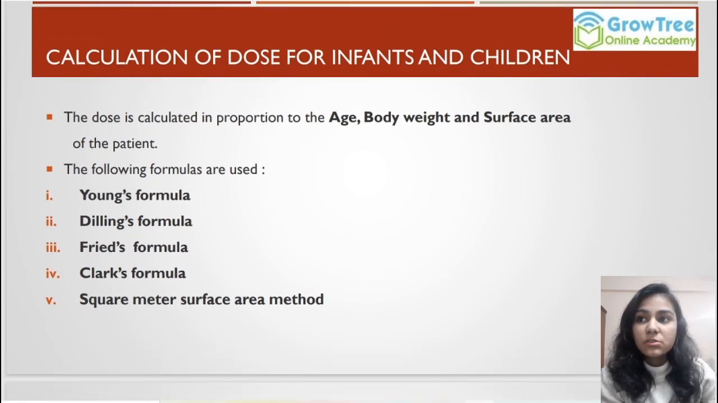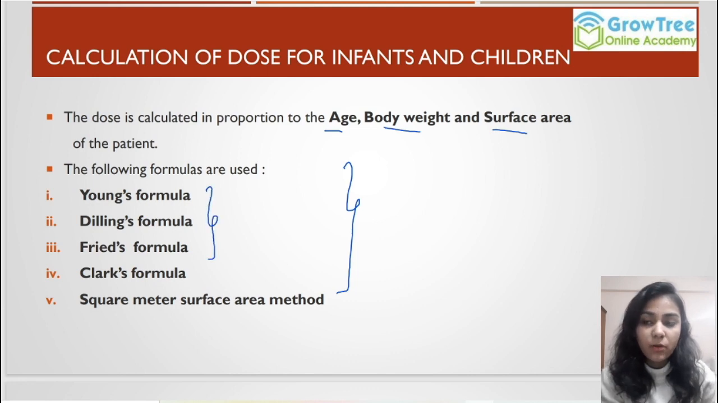So we have some formulas which are used for the calculation of doses for children, and these formulas generally take into consideration the factors like age, body weight and surface area. So we are going to discuss these 5 formulas: Young's formula, Dilling's formula, Fright's formula, Clark's formula and square meter surface area method. Out of these 5, the first 3, that is the Young's formula, Dilling's formula and Fright's formula, are related to the age. The fourth one, that is the Clark's formula, is related to the body weight, and the last one is related to the body surface area.